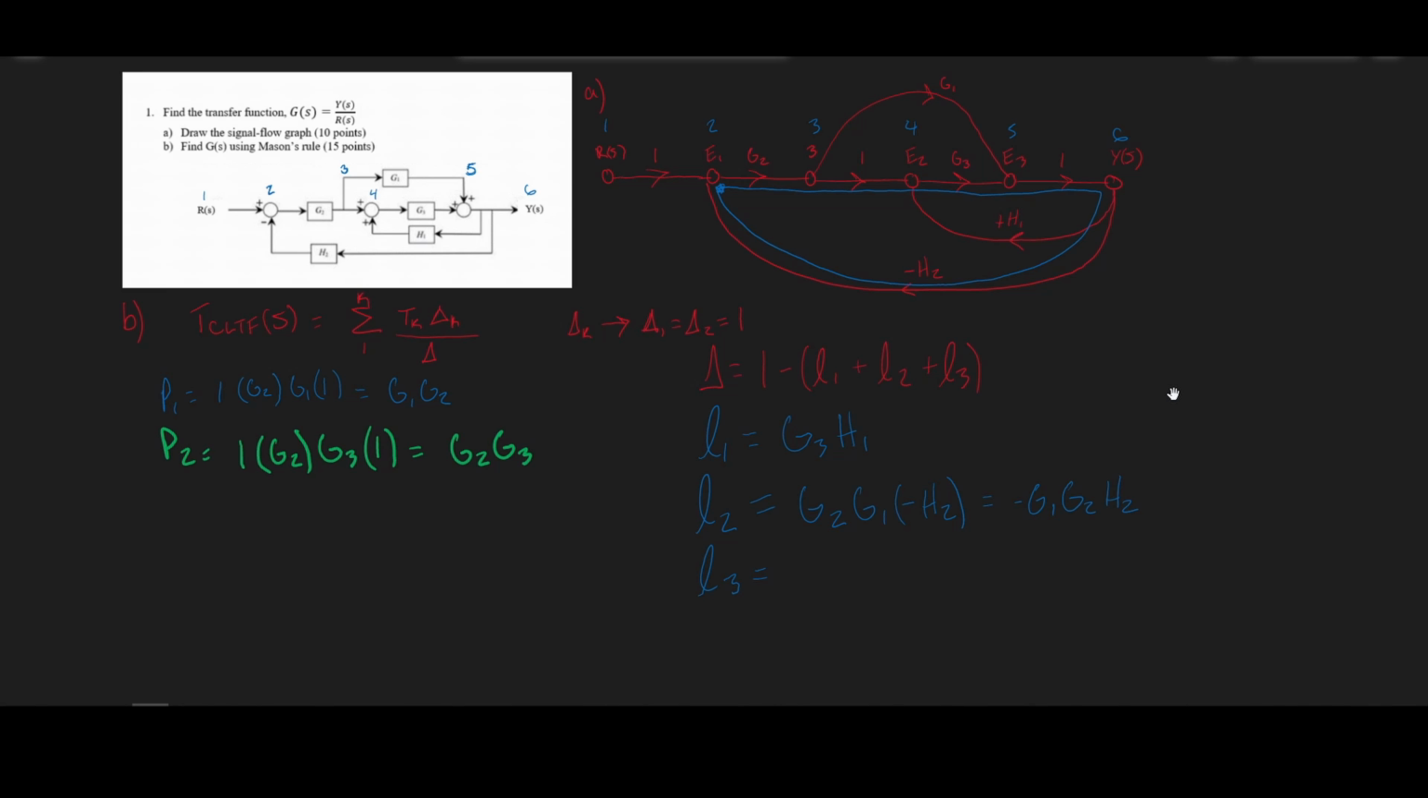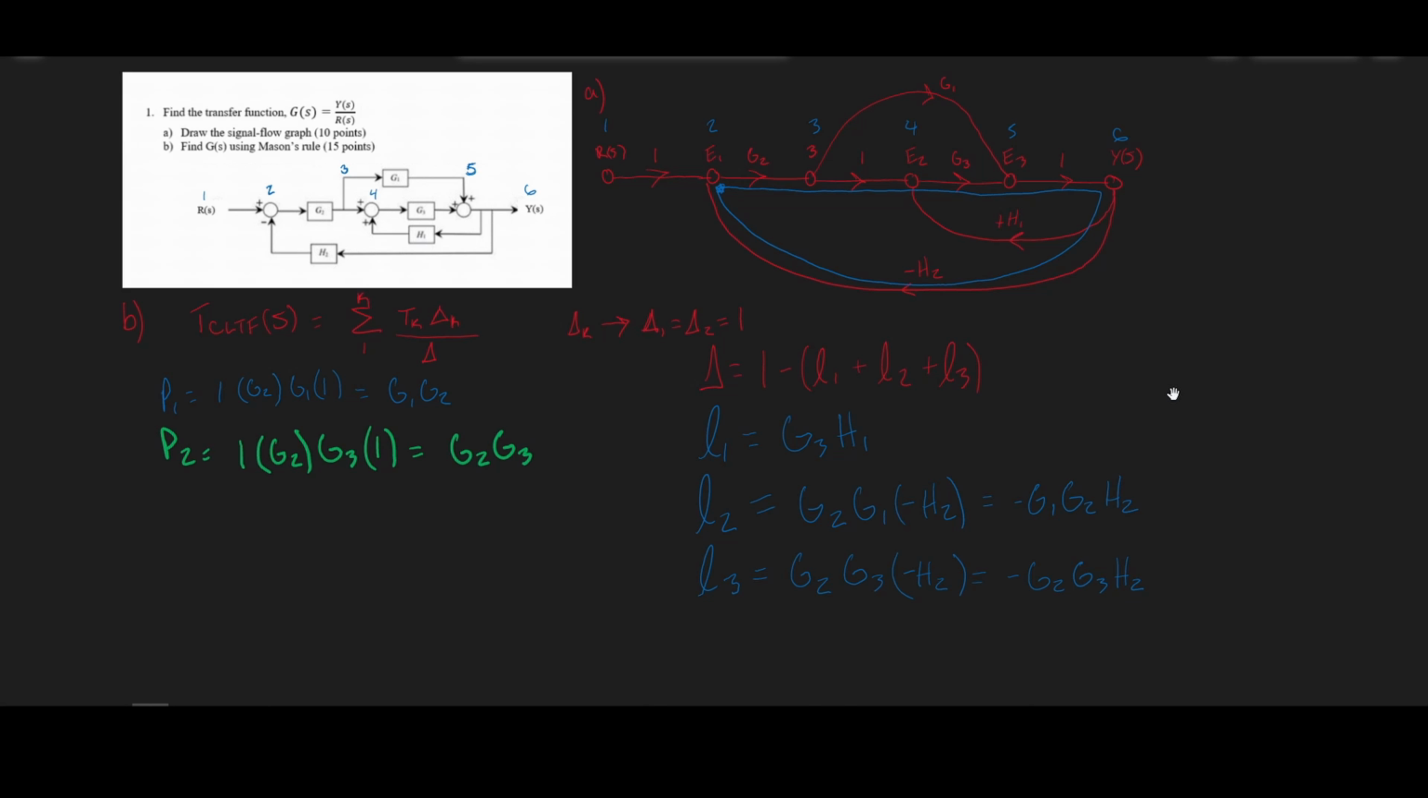That's going to be G2 times 1 times G3 times 1 times negative H2. This is simply negative G2 G3 H2. Okay, and now we've got it.